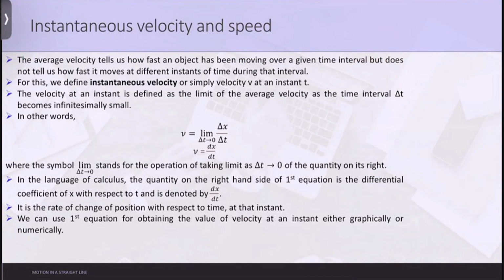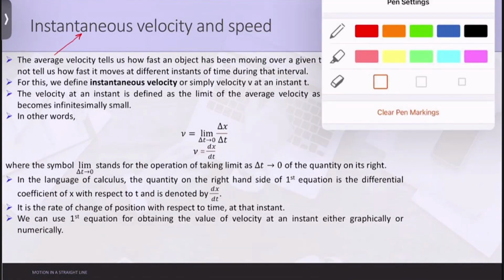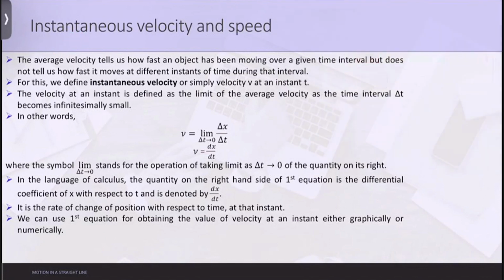The term instantaneous, as we already know, means at an instant. So at any instant, if it is asked, let us say this is the complete time range given to us, and we need to find out the value at this instant, or let's say this instant. That is the basic reason for understanding instantaneous velocity and speed. The average velocity tells us how fast an object has been moving over a given time interval, but does not tell us how fast it moves at different instants of time during the interval. Different instants mean, let us say, t is equal to 3.1 seconds, or t is equal to 4.7 seconds, or t is equal to 7.3 seconds, etc.